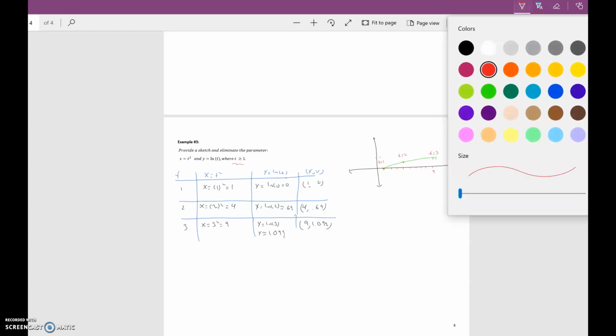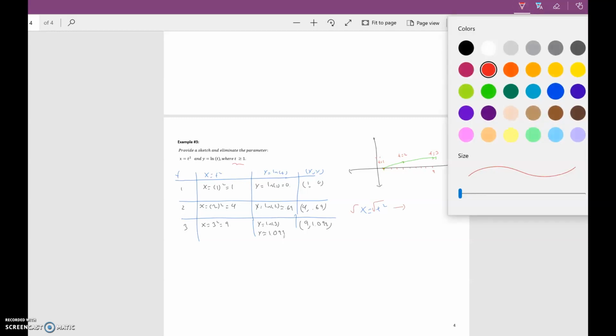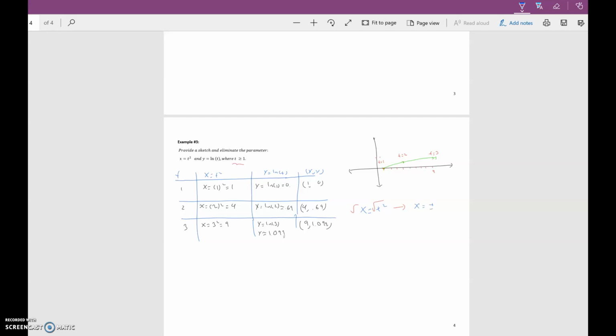To eliminate the parameter, we technically have that x is equal to t squared. To express it in terms of t, you could take the square root of both sides and end up with t is equal to plus or minus the square root of x. So your y value is equal to the ln of t. The plus or minus is because of the negative portion, but we don't need it and it's not part of the specific one. So we're just going to use t is equal to the square root of x.